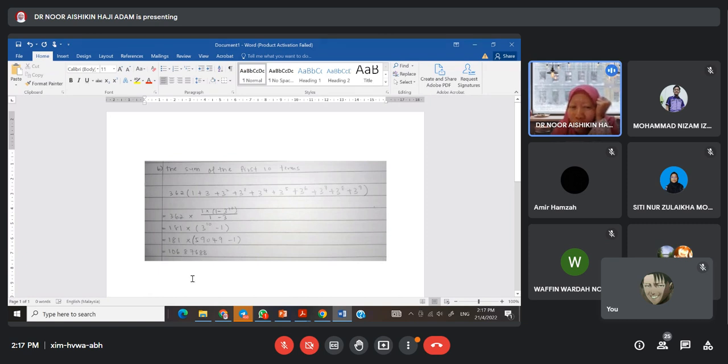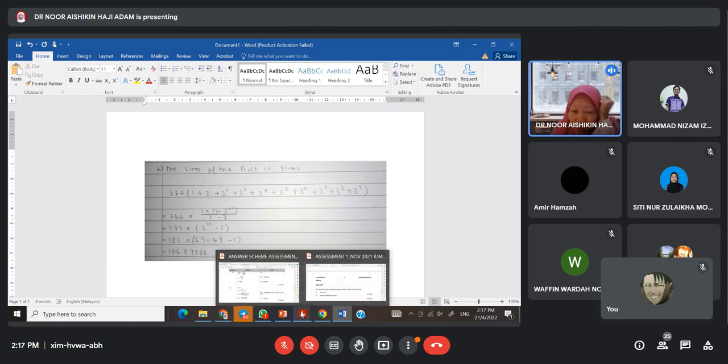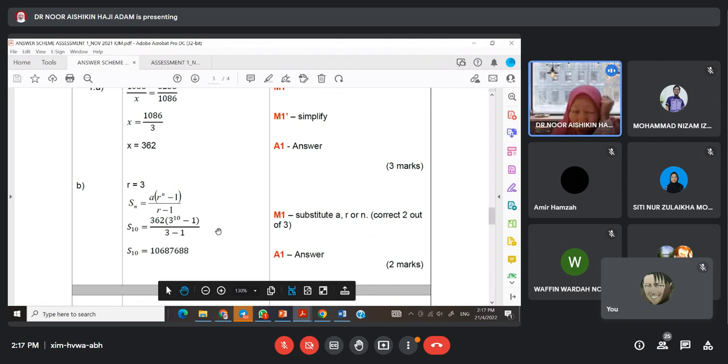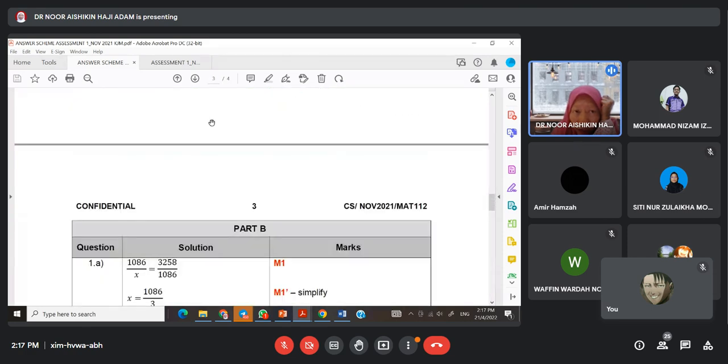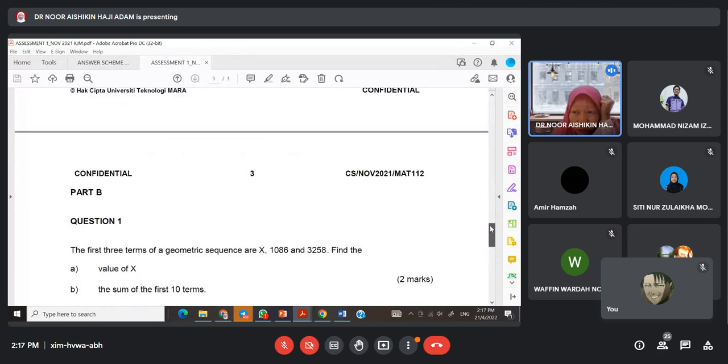Sorry to say, saya tak boleh terima jawapan macam ni. Sebab kita expect, not only me, other lecturers juga, we expect you to show that you know which formula is applicable. So first of all, kita dapat A, A or X equals to 362. And then you state what R is, the common ratio. And we want to see the formula. Sebab ada je student tersilap formula. And the formula is given.